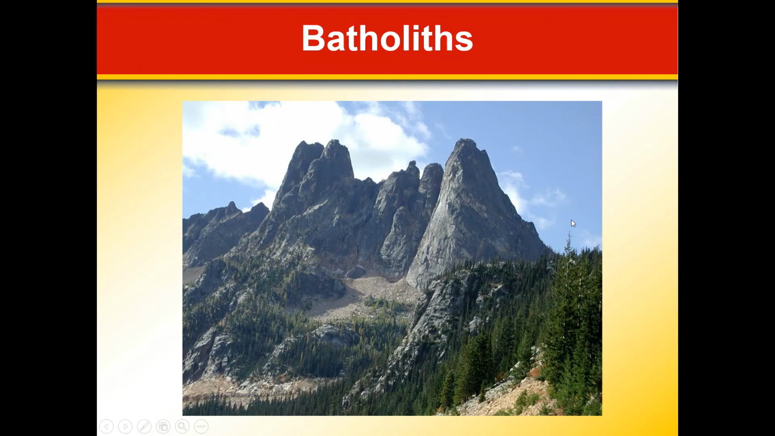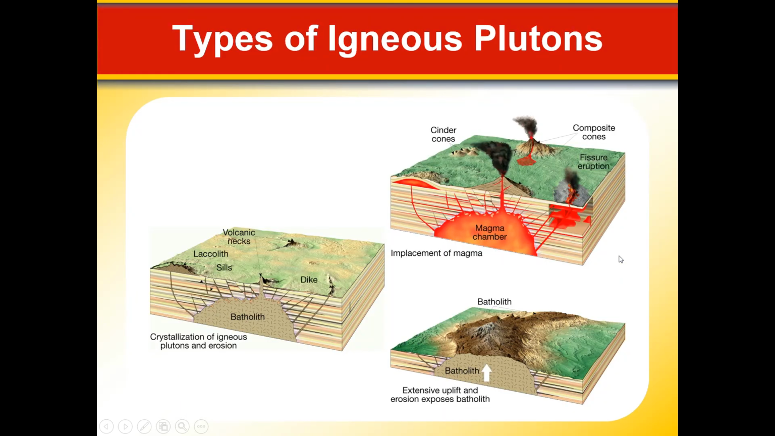So this is an example of a batholith. This is a large intrusive igneous rock that was exposed at the surface, and this was once underground. So this is how a batholith is formed. Now you have your magma chamber. When it crystallizes, it becomes solid rock, and further erosion of the surface is where you get a batholith.